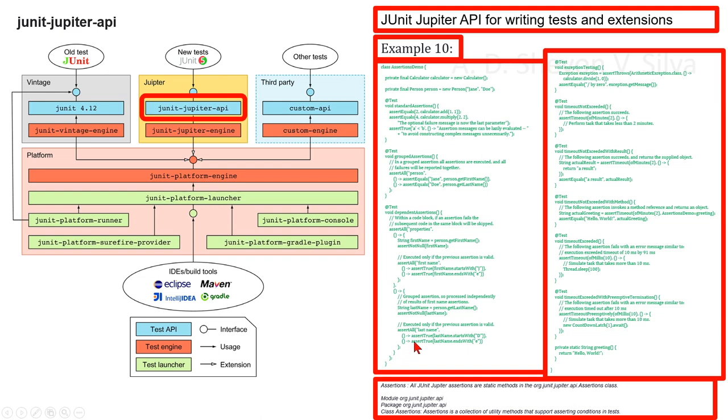Grouped assertions are processed independently of the result of the first name assertions. Executed only if the previous assertion is valid.